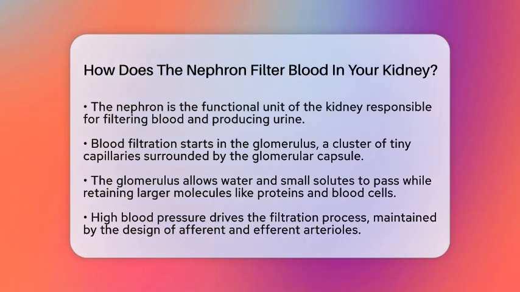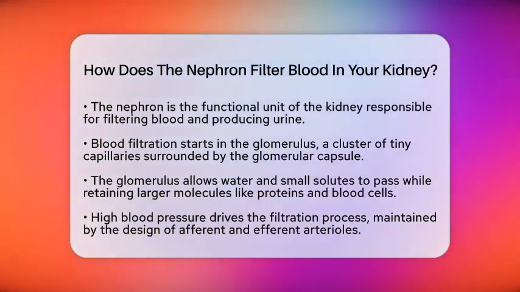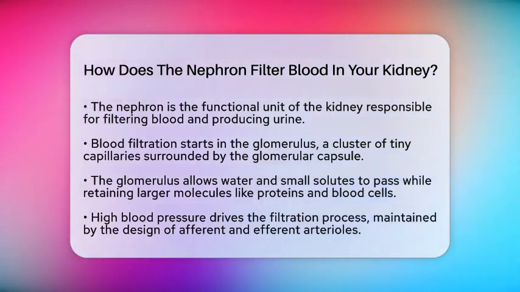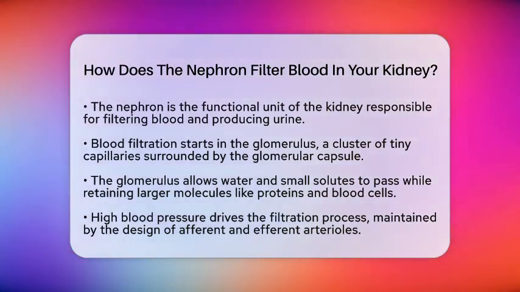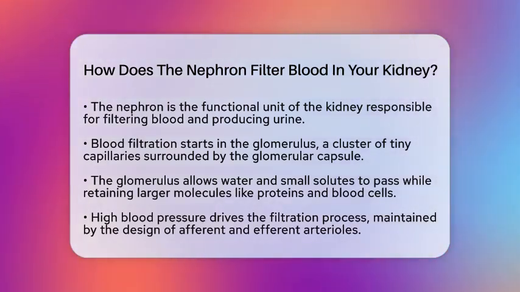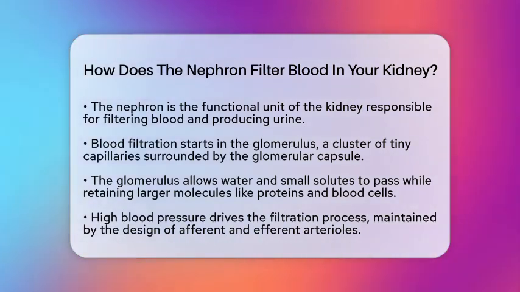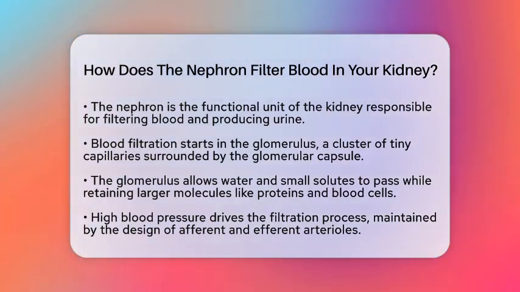Blood filtration begins when blood enters the nephron through a structure called the glomerulus. This is a cluster of tiny blood capillaries surrounded by the glomerular capsule. The glomerulus acts like a sieve, allowing water and small solutes, such as ions and glucose, to pass through while keeping larger molecules like proteins and blood cells in the bloodstream.